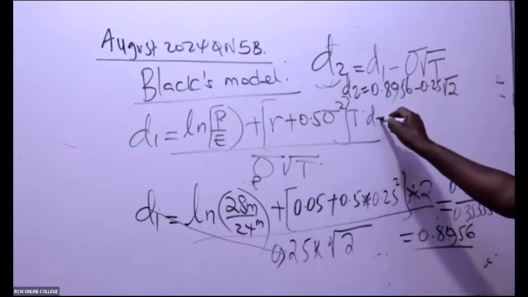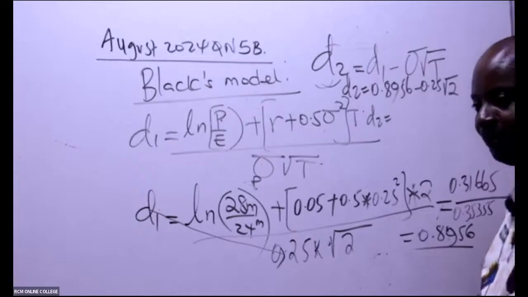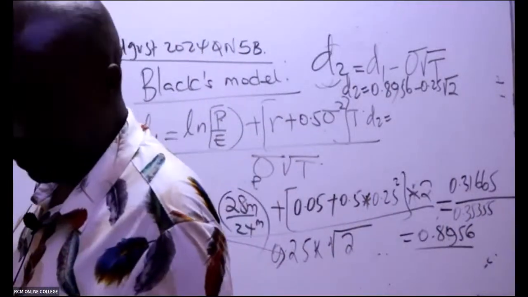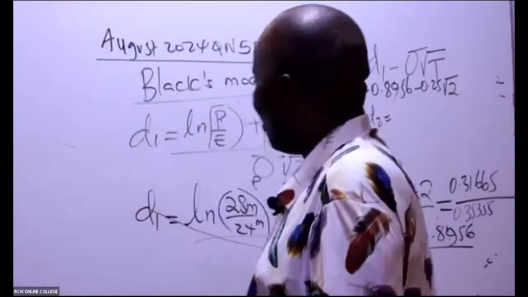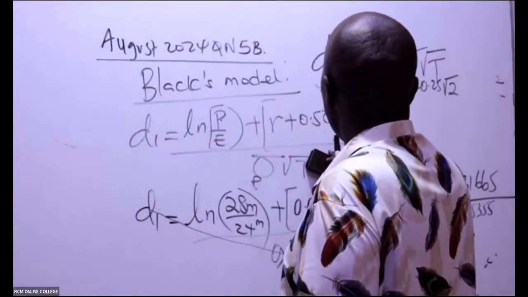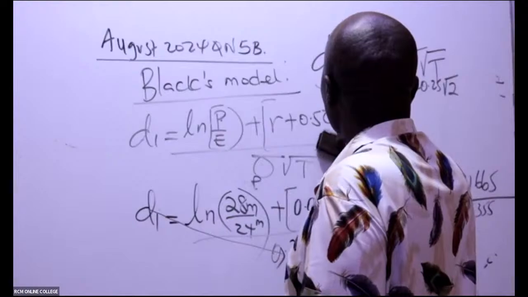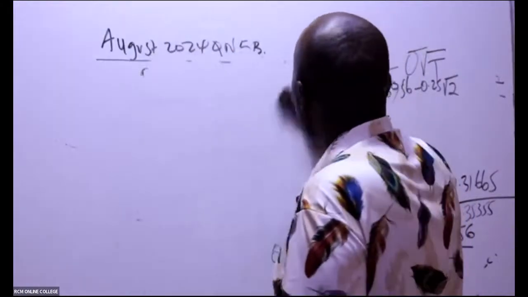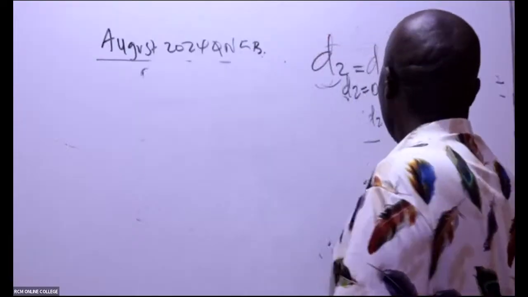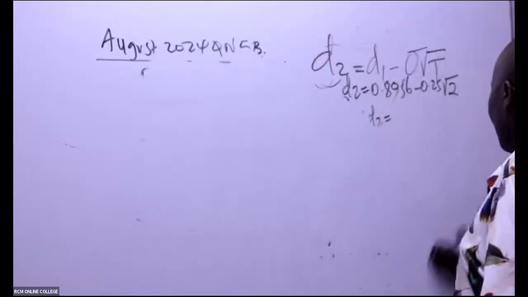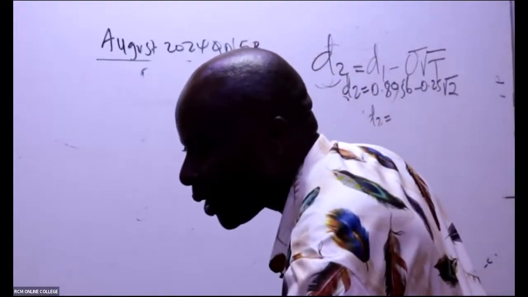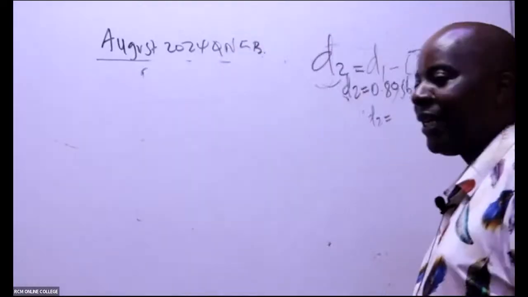Is there somebody who is able to give me this D2 figure? Anybody? This is Black's model. It's called Black's model. So then our D2, oh, I've rubbed mine. I'm really sorry.